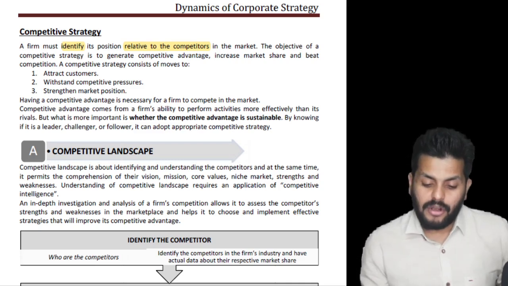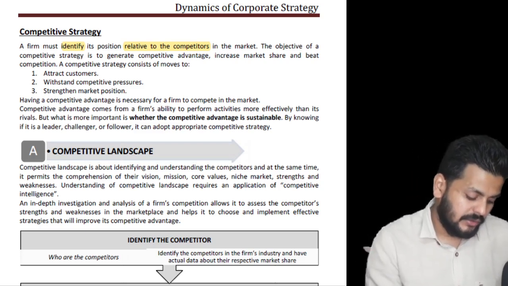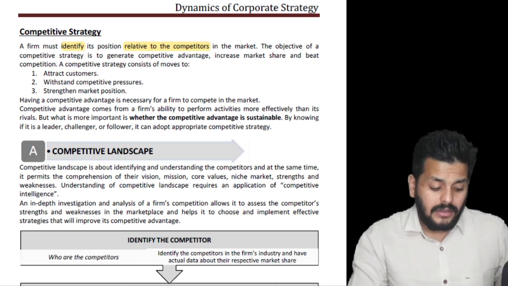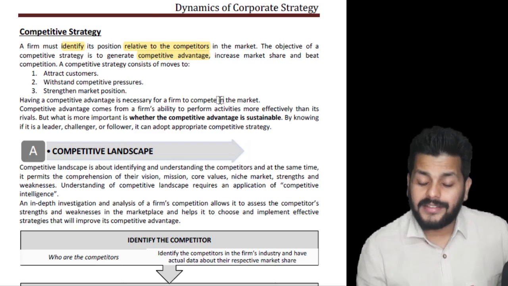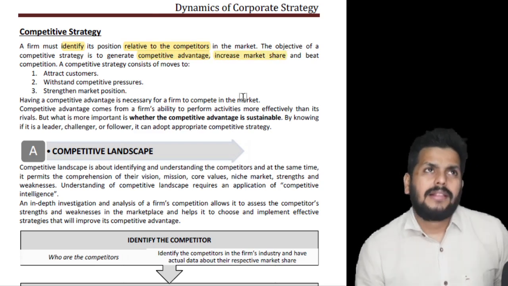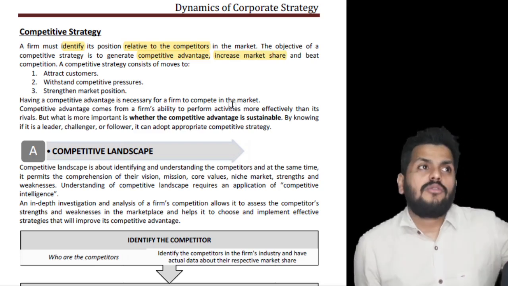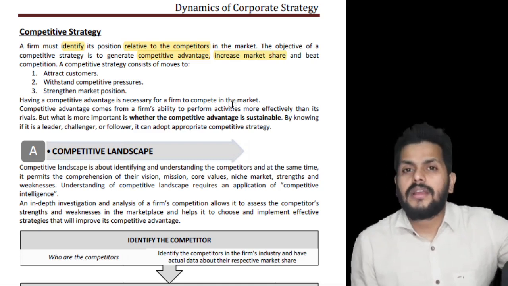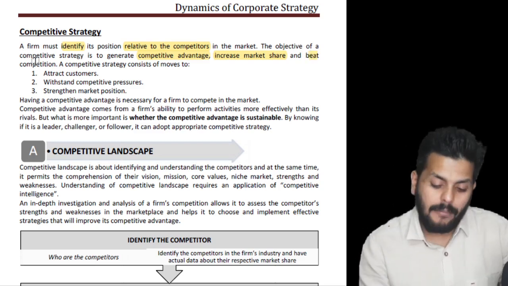The objective of a competitive strategy is to generate a competitive advantage. How will we generate competitive advantage? We are going to see that through a separate topic, and then we will understand the ways of generating it. But not only that, to generate a competitive advantage, increase your market share. Like if right now I'm able to cater to 20% of the customers in the market, make it 25, make it 30, like how Jio came in and started to capture customers slowly, and now they are serving more than 40 or 50% of the market. So how will you come in and increase your market share and beat competition?